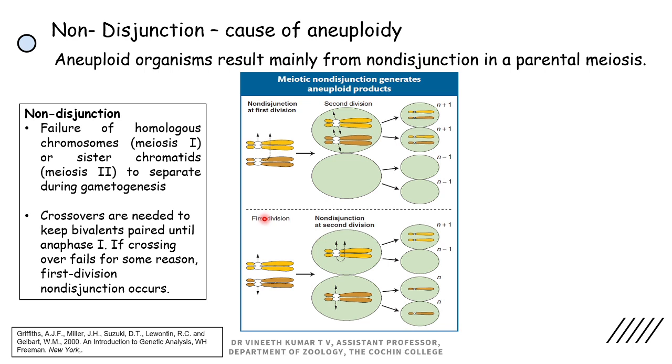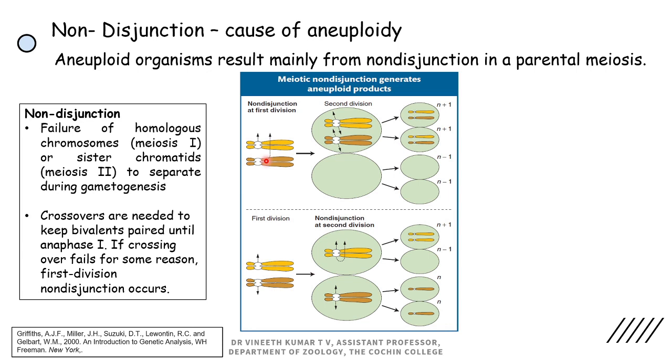Another thing is that the crossovers are needed for the bivalent pair until anaphase 1. If crossover fails for some reason, the first division non-disjunction occurs. So in meiosis 1, non-disjunction occurs usually because of lack of crossover. That is the most probable reason for M1 non-disjunction.